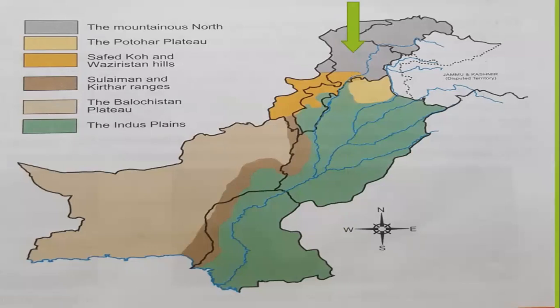This area represents the mountainous north. This arrow represents the Potohar Plateau. This is Kohat and Waziristan Hills. This region represents Suleiman and Kirthar ranges. Next is the Balochistan Plateau, and this one represents the Indus Plain.